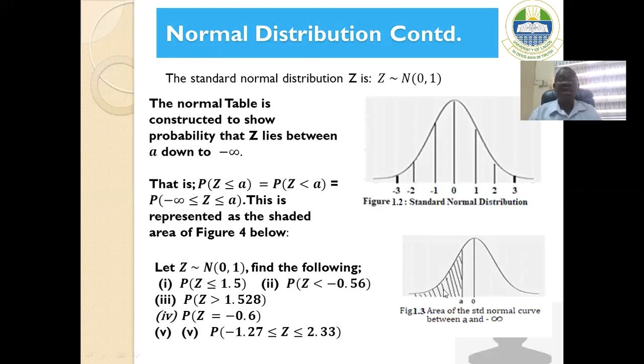Now, let us do a real problem. X is normal 0, 1. Find probability that x is less or equal to 1.5. Probability that x is less than minus 0.56. Probability that x is greater than that, and so on.